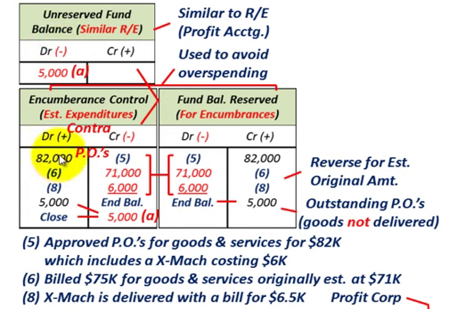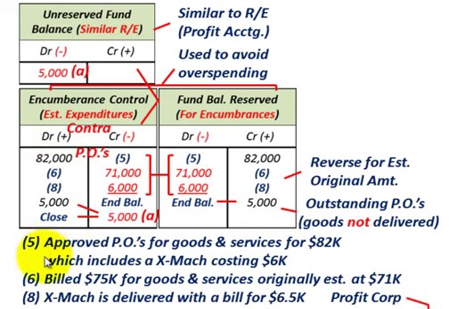So we're going to look at it and we're going to follow through a problem here. So let's start out with our problem here, how we'd handle it. So let's say here we approved purchase orders for goods and services for $82,000. So what we would do here, we take and we debit or increase our encumbrance control for these estimated expenditures of $82,000. So debit that here, and the associated credit would go to the fund balance reserved here of $82,000. So we reserved some fund balance here of $82,000, and we set up our encumbrance control account here for $82,000.